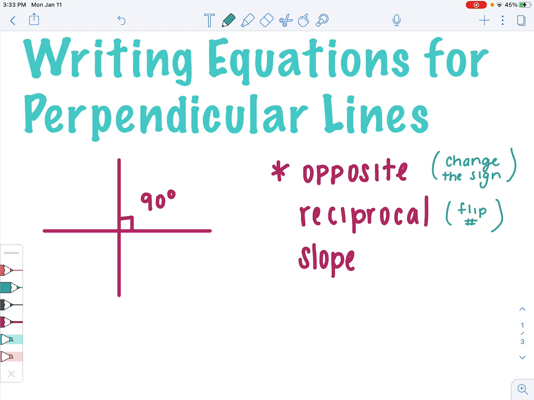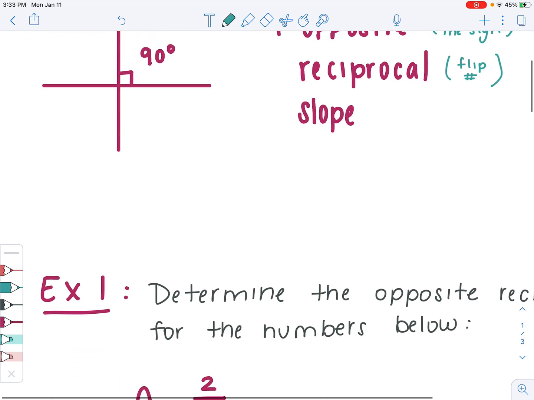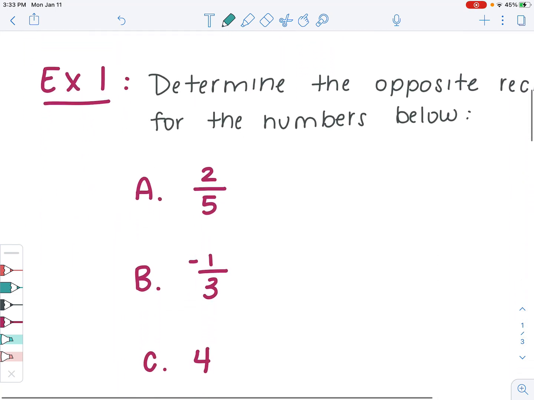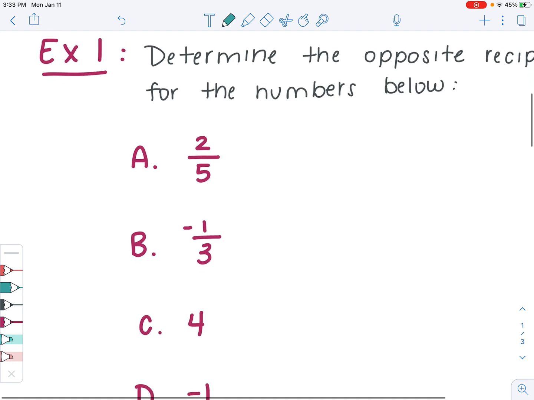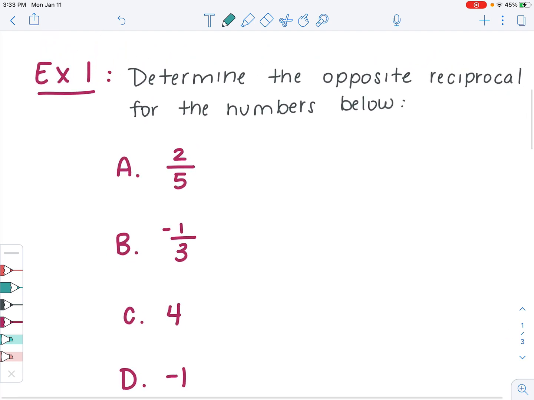So first, before we start writing equations for lines, let's just practice finding opposite reciprocals of numbers. If we look at these different options and we want to find their opposite reciprocal, A says I have 2/5. So if I want the opposite reciprocal of 2/5, since it's a positive number, I'm going to make it negative, and then I'm literally just going to flip the fraction. So now it's going to be negative 5/2. The opposite is the negative, the reciprocal part is the flipping of the fraction.